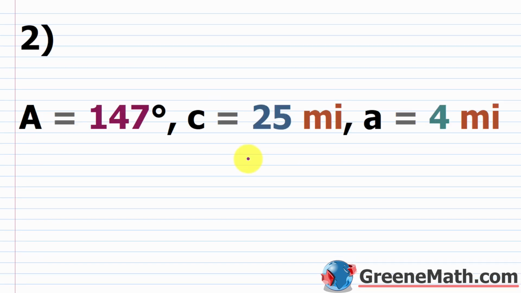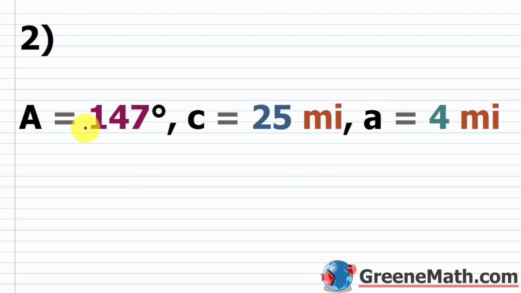Okay, let's take a look at problem 2. So another easy one. So here we're given the measure of angle A is 147 degrees. So again, we have an obtuse angle that's given. It's greater than 90 degrees and less than 180 degrees. We're given that the length of this side C is going to be 25 miles. And then the length of this side A is 4 miles. So again, this side right here is opposite of this angle right here.